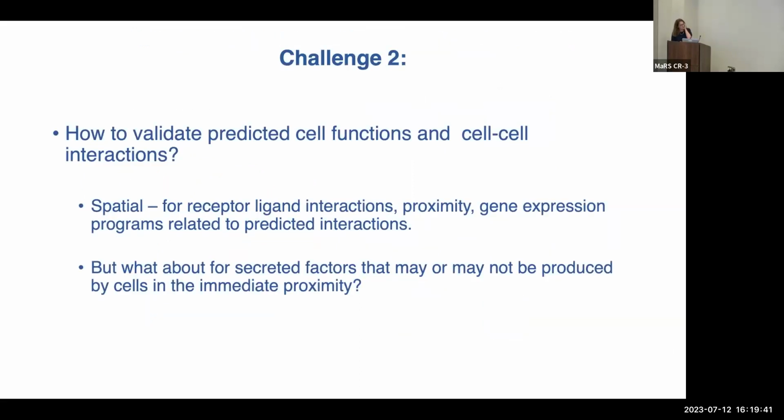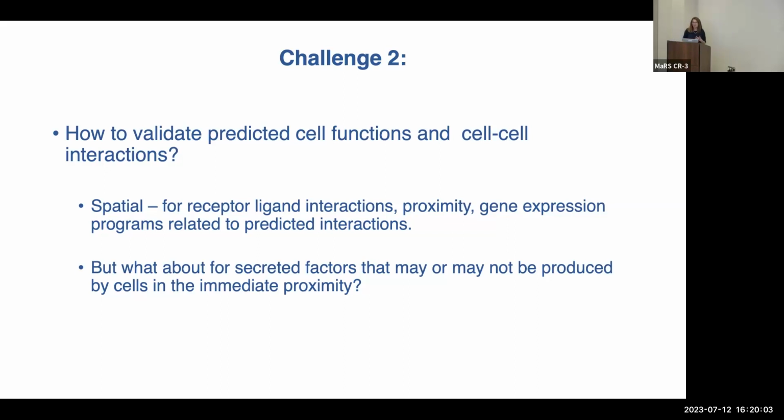Another challenge we came up with is how do we validate predicted cell-cell interactions and cell functions? Obviously, there were a lot of excellent talks yesterday on spatial, and this is very good for receptor ligand interactions, showing proximity, showing gene expression programs related to interactions. But what about if the interaction that you want to follow up on involves a secreted factor?